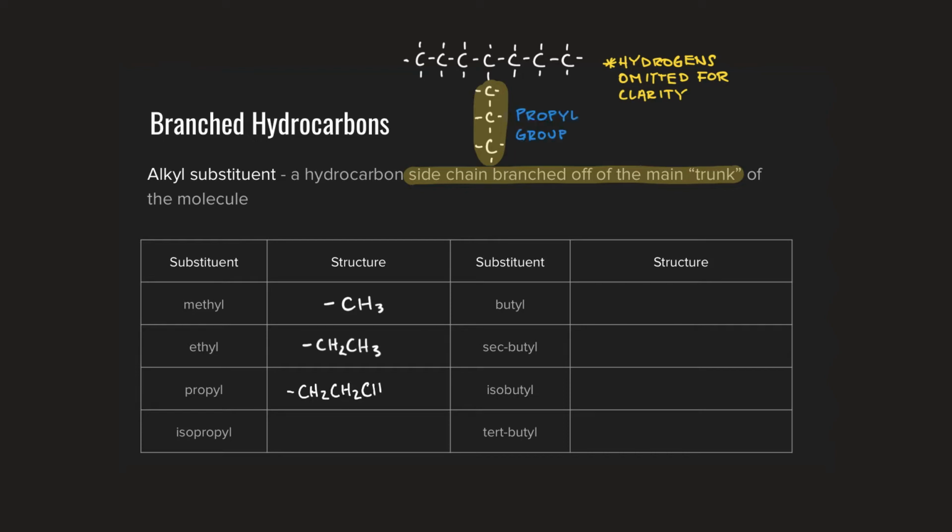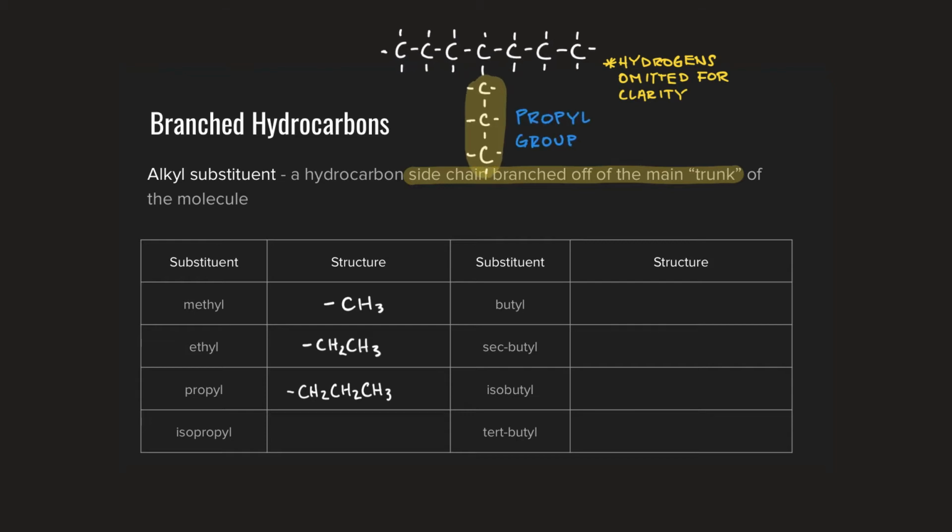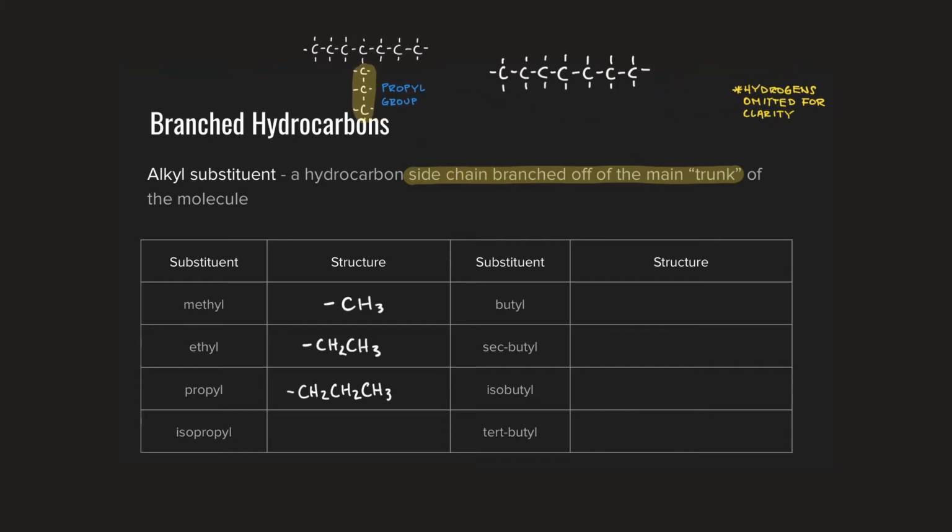Now, here's where it gets a little bit trickier. If I attach my 3-carbon chain off of the main branch, I could attach it to the first carbon in the chain, which would give me 3 carbons in a row. Or alternatively, I could attach my 3-carbon chain to the central carbon of the 3-carbon chain. And in that case, we refer to that as an isopropyl chain or an isopropyl substituent. So depending upon whether you're attached to the end carbon or to the central carbon, that changes the name of our alkyl substituent from a propyl group to an isopropyl group.